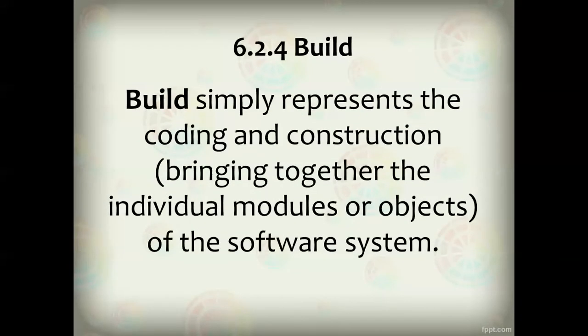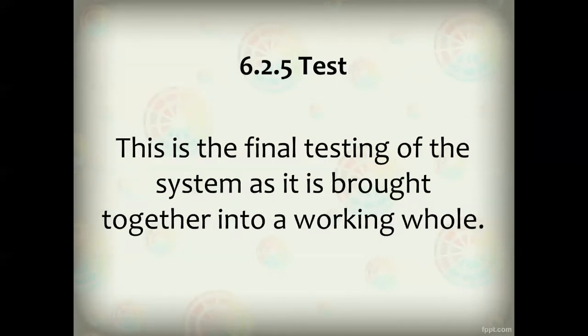Build simply represents the coding and construction, bringing together the individual modules or objects of the software system. How this is achieved depends largely on the programming language used, the design methods used, and any coding standards and quality standards you might be following. 6.2.5 Test. This is the final testing of the system as it is brought together into a working whole.